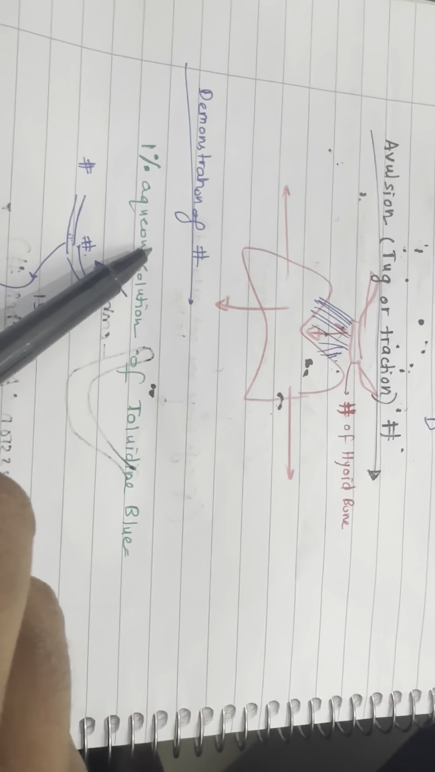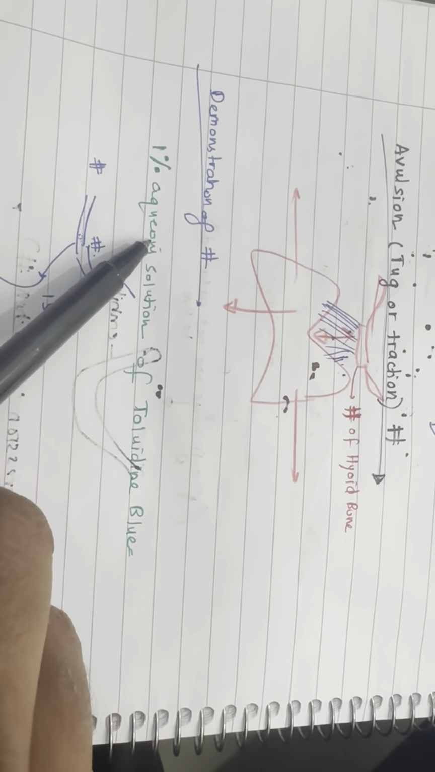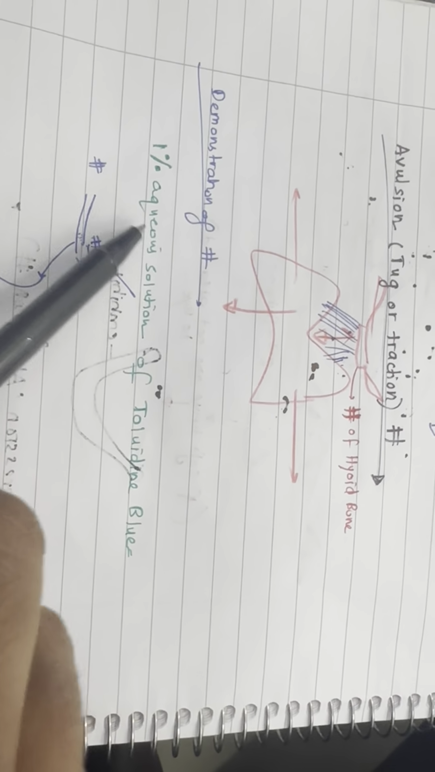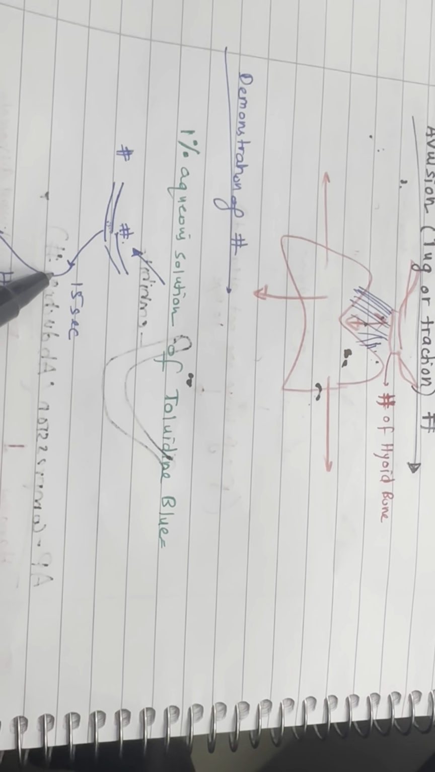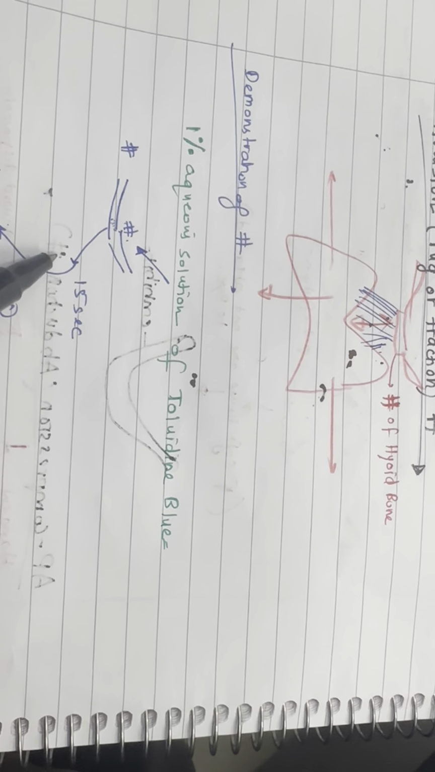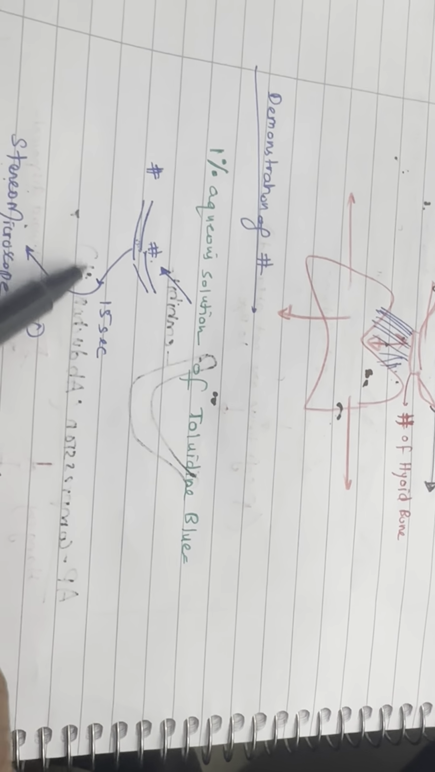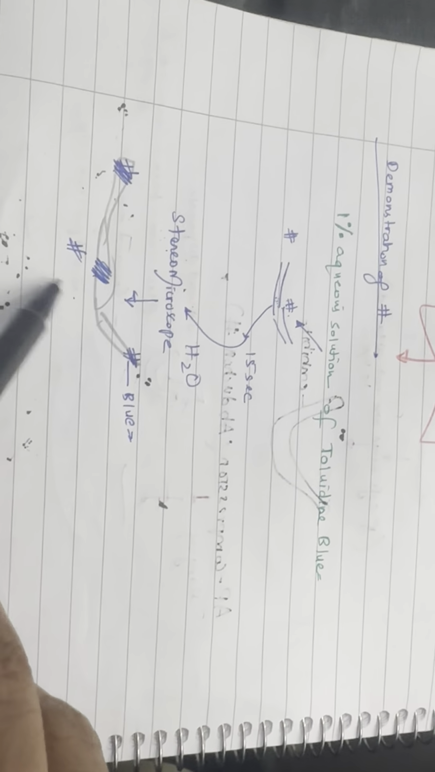Demonstration of the fracture: 1% aqueous solution of toluidine blue is applied to the suspected area of fracture and left for 15 seconds, then cleaned with water. On examination under a stereo microscope, the fracture site may appear bluish.